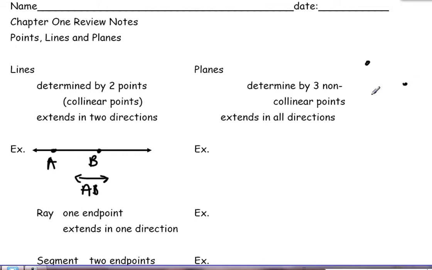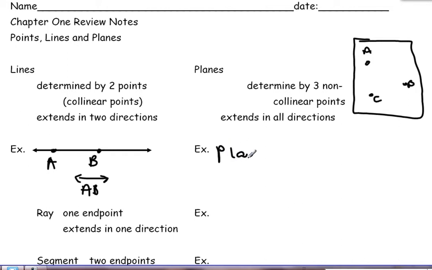So if I have 1, 2, 3 points, we'll say A, B, and C that are non-collinear, I can draw a plane around those points. If I were to name that plane, I would just call it plane ABC.